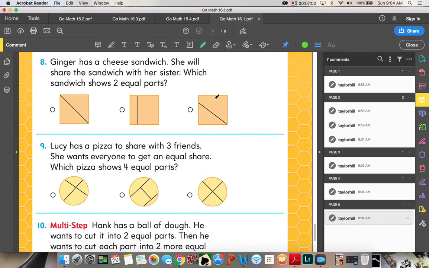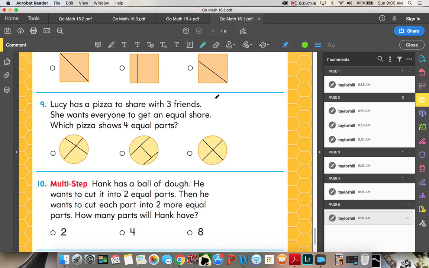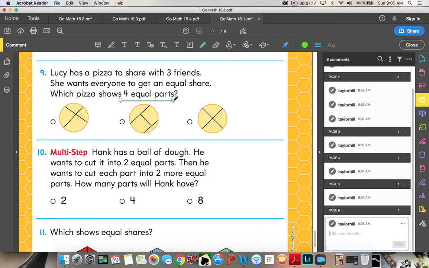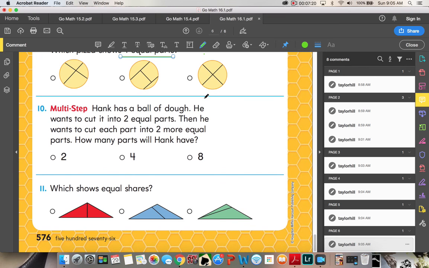Ginger has a cheese sandwich. She will share the sandwich with her sister. Which sandwich shows 2 equal parts? Lucy has a pizza to share with 3 friends. She wants everyone to get an equal share. Which pizza shows 4 equal parts? So you want to make sure that your pizza gets divided into 4 equal parts. Hank has a ball of dough. He wants to cut it into 2 equal parts. And then he wants to cut each part into 2 more equal parts. How many parts will Hank have? And then number 11, which shows equal shares? So which triangle is divided evenly into same shapes and equally done so?